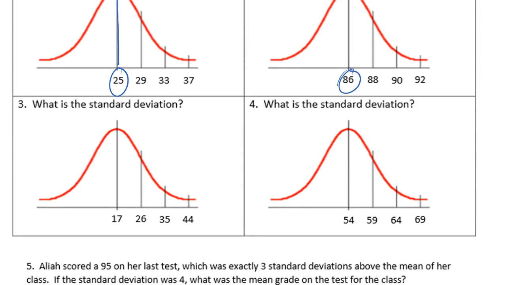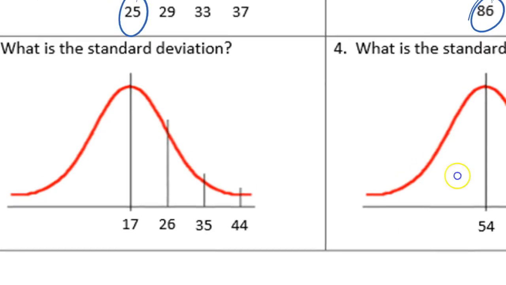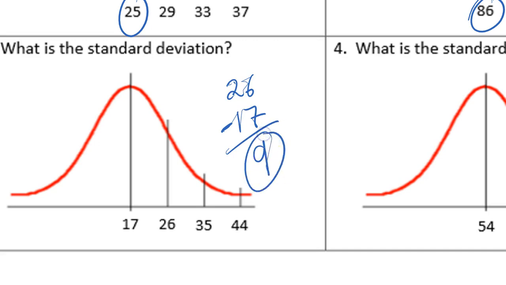Now, in these two, we're given some numbers, but we need to find the standard deviation. So take a moment now and try to solve both of those to figure out what the standard deviation is. When we find the standard deviation, we are subtracting because it's a distance. So for problem 3, I could do 26 minus 17, and I'll find my standard deviation is 9. You could also do 44 minus 35, or 35 minus 26. You always want to do the larger number first, because standard deviation is always positive. We never want to get a negative answer there. So always do bigger number minus the smaller number.